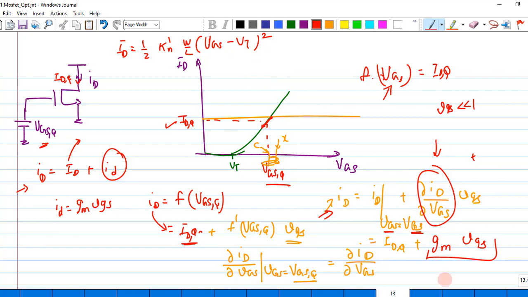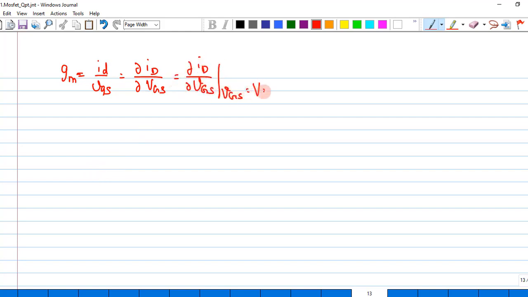Yeah. So now, obviously we have to come up with the answer for the GM. So the value of GM is nothing but small signal ID by small signal VGS, or I can even write it as this quantity, or this. So these are many different forms. Now, since I need an expression, I would use this form or this form in order to derive it. So let us try to do that.